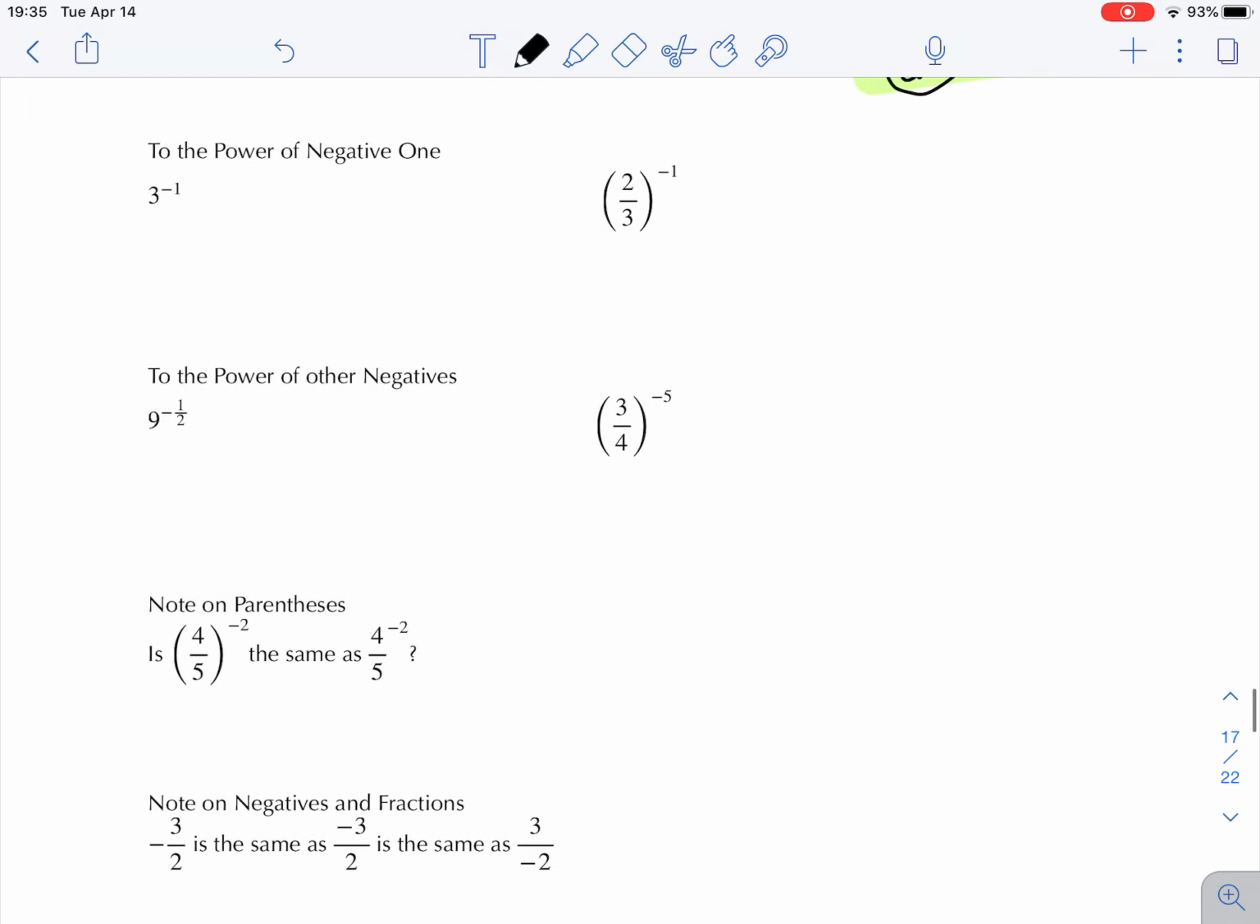All right, so let's take a look at to the power of negative 1. All right, 3 to the power of negative 1. Well, 3 to the power of negative 1 is the reciprocal of 3 to the power of 1, which is equal to 1 over 3.